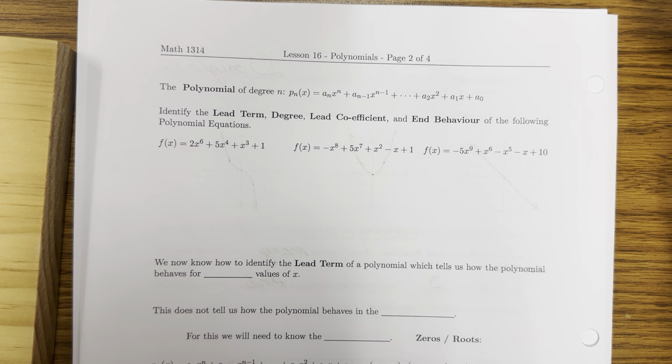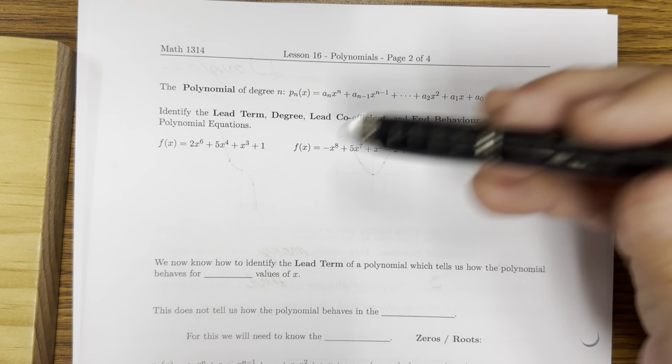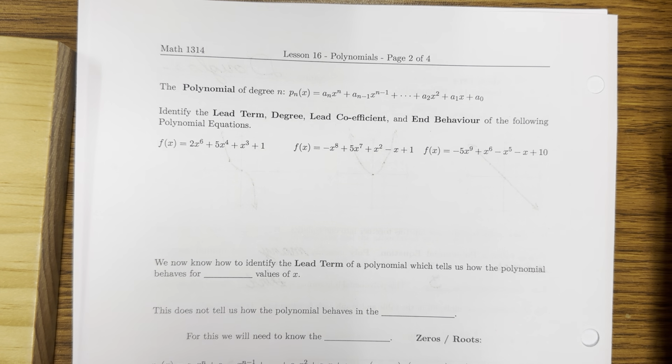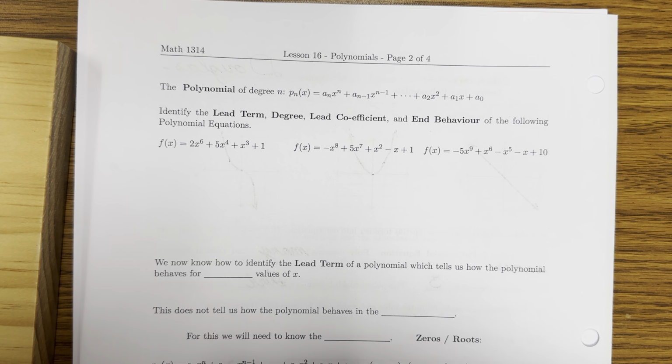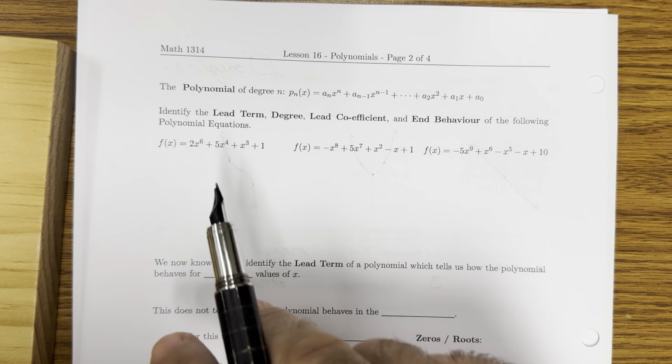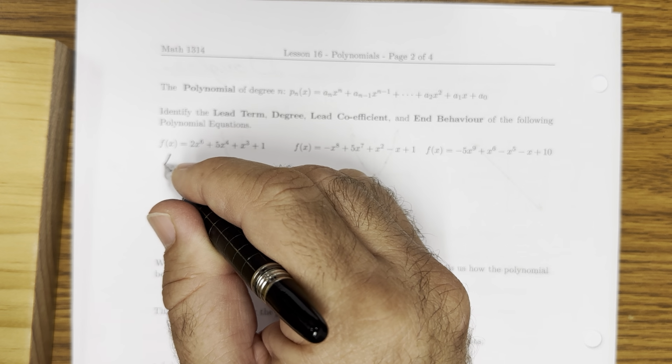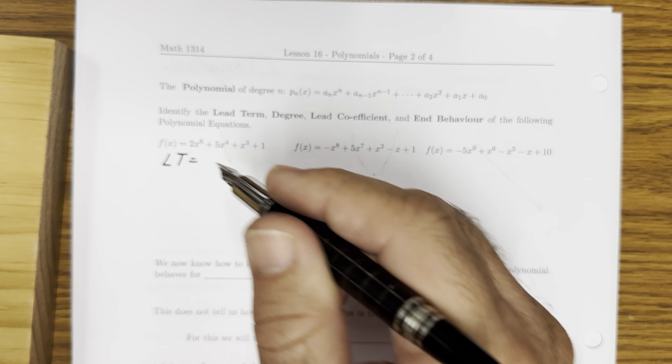These are natural numbers. All right, so for these next 3 exercises, I highly encourage you to pause the video and try these 3 exercises on your own. Identify the lead term, the degree, the lead coefficient, and end behavior of the following polynomial equations. So the lead term, we're going to call it LT for lead term.